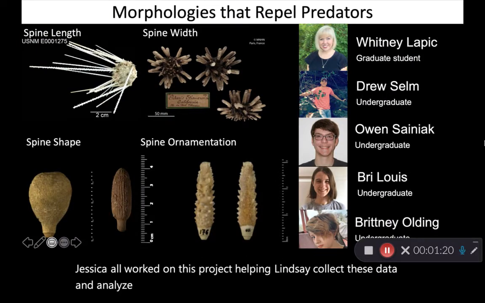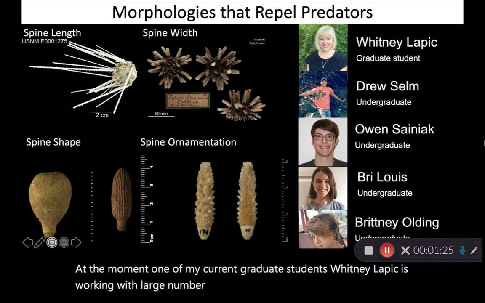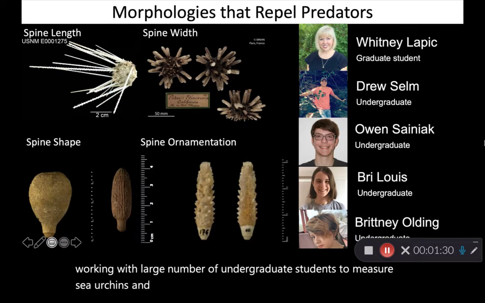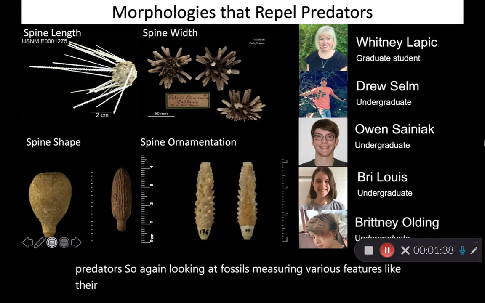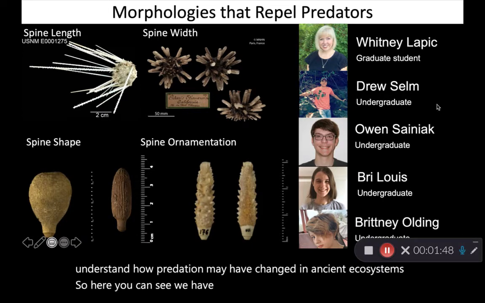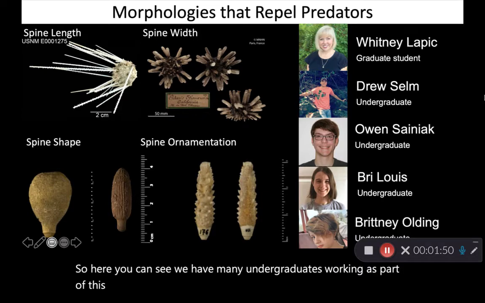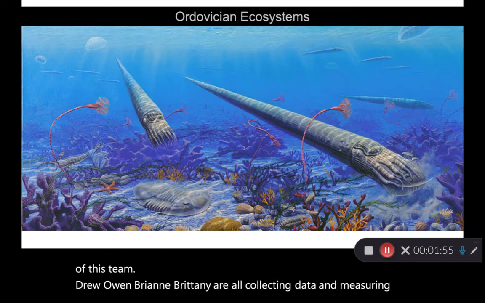At the moment, one of my current graduate students, Whitney Lappick, is working with a large number of undergraduate students to measure sea urchins and morphologies that they have that may repel predators. So again, looking at fossils, measuring various features like their spines and various characteristics of their spines to try to understand how predation may have changed in ancient ecosystems. So here you can see we have many undergraduates working as part of this team. Drew, Owen, Bree, and Brittany are all collecting data and measuring fossil specimens.